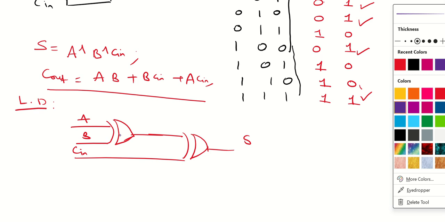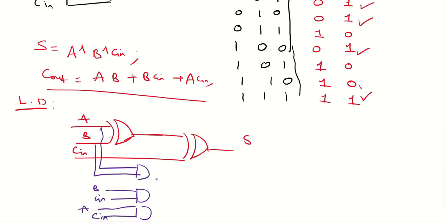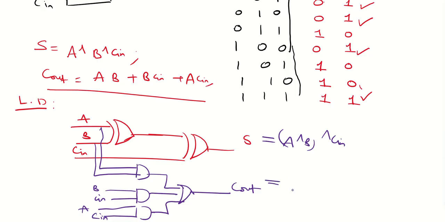The carry is nothing but this: A and B are given to an AND gate. Take one more AND gate, this is B and C. And you can directly take from the signals, or give directly the values A and C to another AND gate. These three are given to the OR gate. The three-input OR gate gives C out. So the sum is A XOR B whole XOR Cin, and the carry is AB plus B Cin plus A Cin.